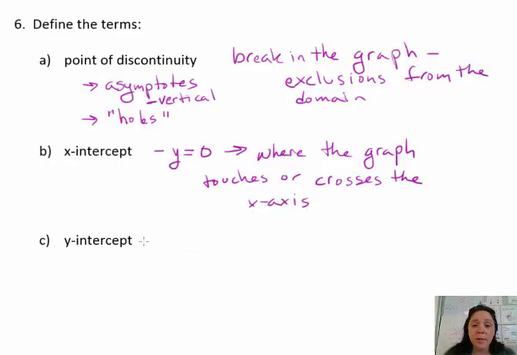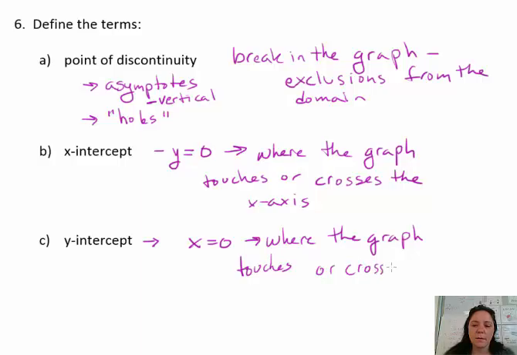Our y-intercept, which you will also need to know for the last question on the other side, is going to occur wherever x equals 0. So where the graph, and you remember this from doing all your linear equations, y equals mx plus b, this occurs at b. So where the graph touches or crosses the y-axis. So those are your definitions.